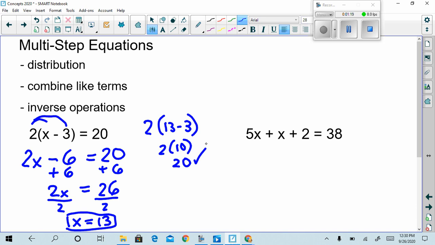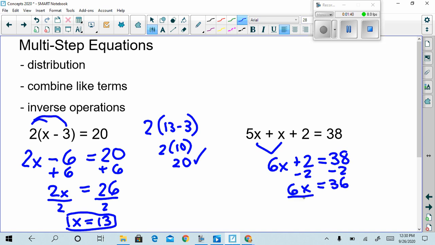Another type of problem you might see that's multi-step is the combining like terms. Here I have 5x plus x will give me 6x. That's our step 1. Our step 2 will say let's subtract 2 on both sides. Third step, divide by 6.